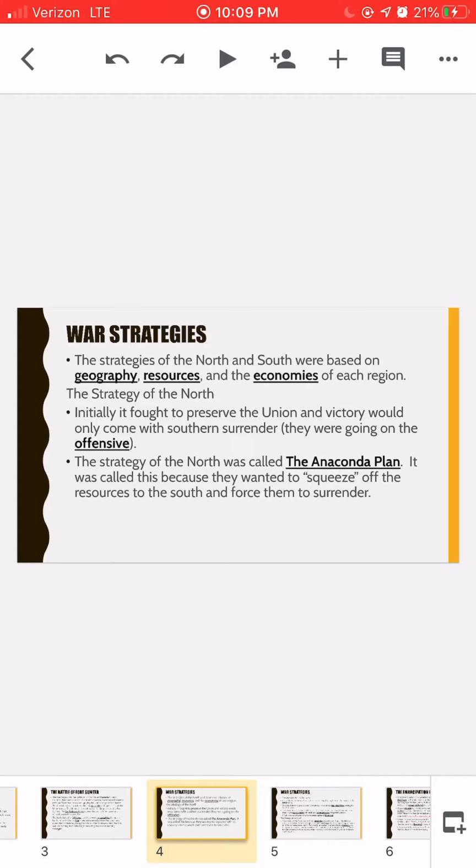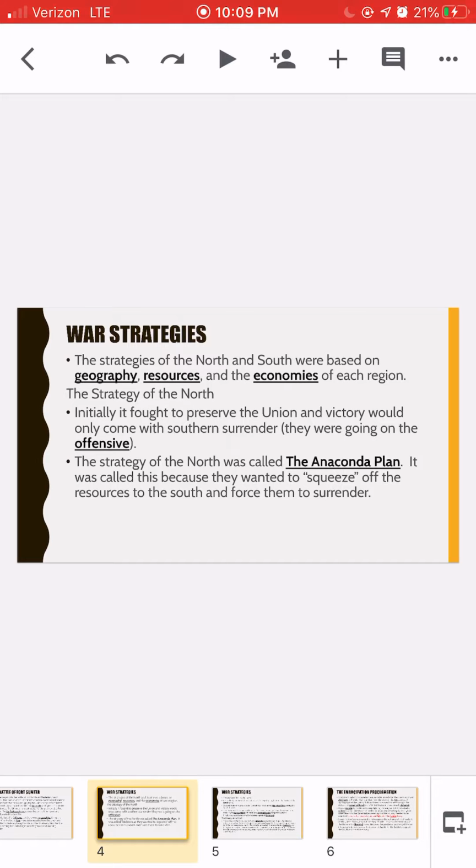So, some of the war strategies that were used. The strategies of the North and South were based on geography, resources, and economics of each region. For the North, initially it fought to preserve the Union, and victory would only come with Southern surrender. They were going on the offensive, so they were the ones doing the attacking. They were going into Southern territory, attacking them, and taking over land, trying to get the South to surrender.